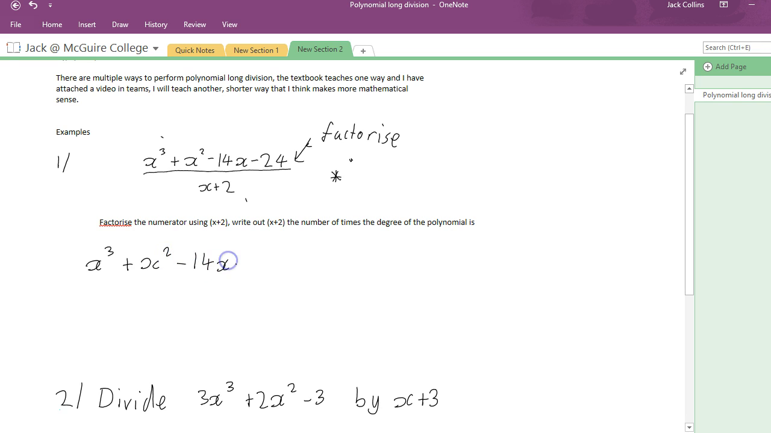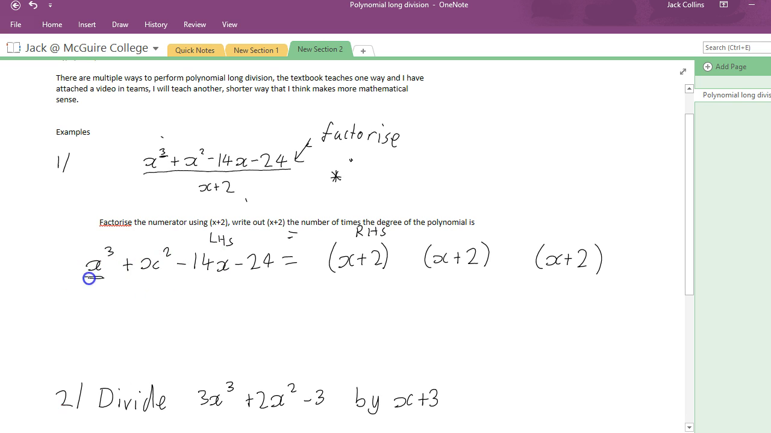What you do is you look at the degree of the polynomial. In this case, the degree is 3. That's the amount of times you would write out x plus 2 in order to get this factorization to work. So you leave gaps because you're going to put numbers in between here as you work through it. What you want to do is make your left-hand side equal to your right-hand side, which is ultimately what you're doing when you're factorizing.